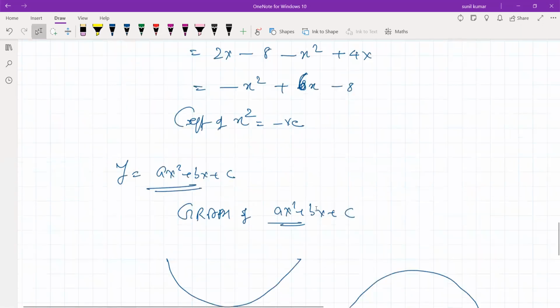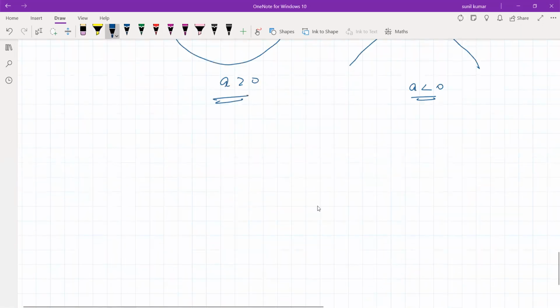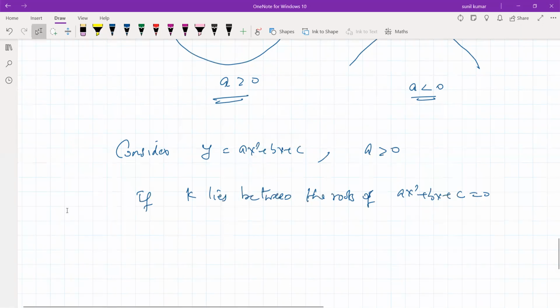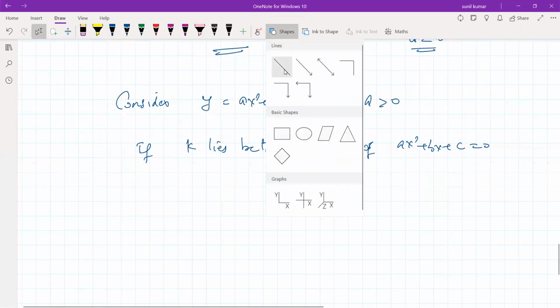Yes, sir, yes. So for example, consider y equal to ax square plus bx plus c with a greater than 0. If k lies between the roots of ax square plus bx plus c, then what is happening? k roots के बीच में आ जाएंगे.